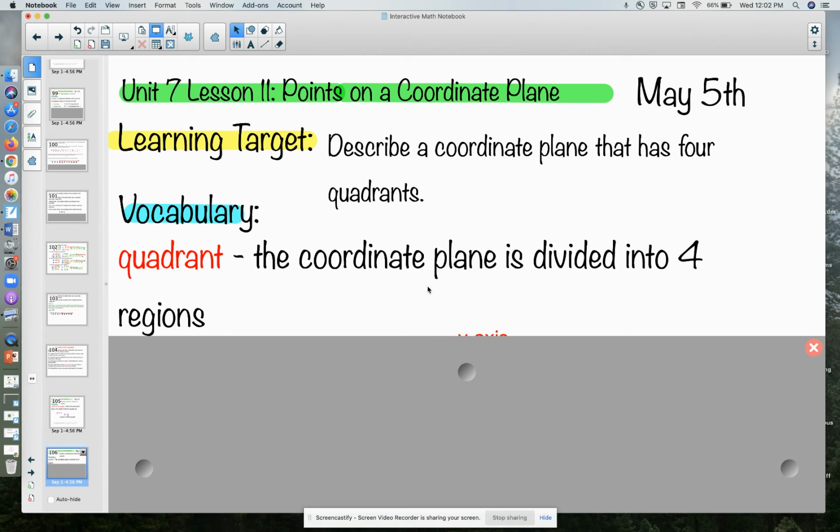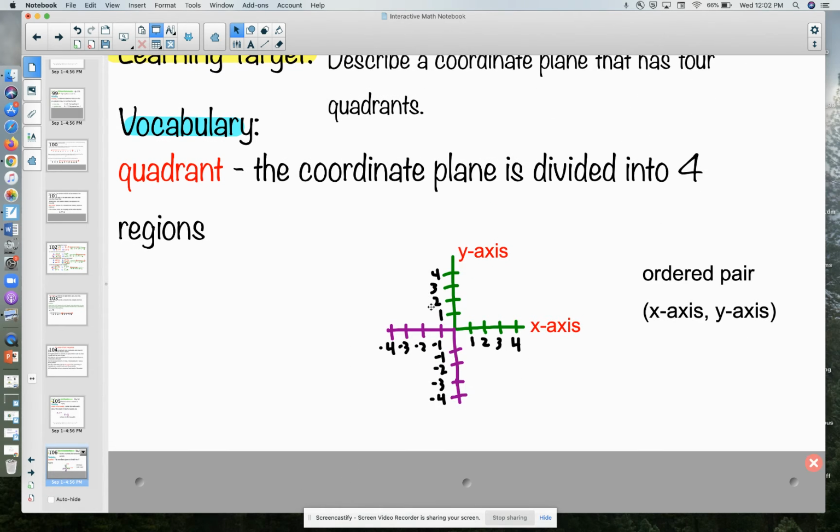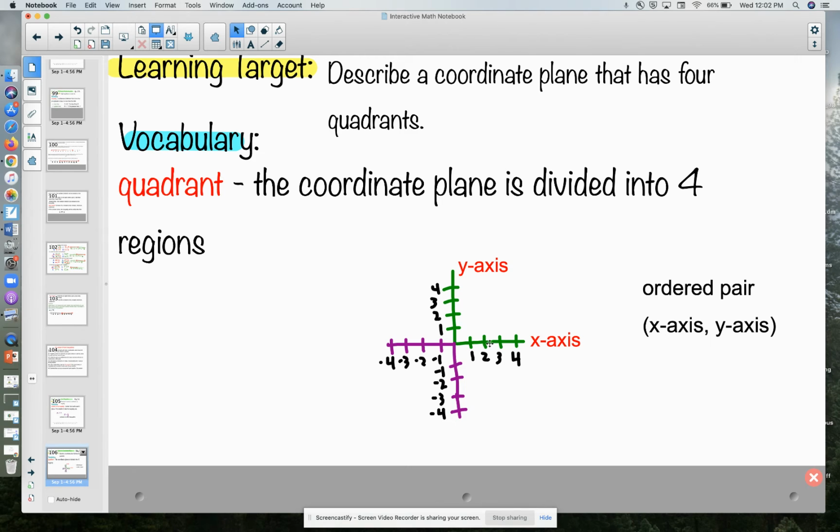Here's lesson 11. Points on a coordinate plane. Describe a coordinate plane that has 4 quadrants. A coordinate plane is divided into 4 regions called quadrants. Go ahead and pause that. Write all that down. Put this in your table of contents. Now in fifth grade, you only did the green part.